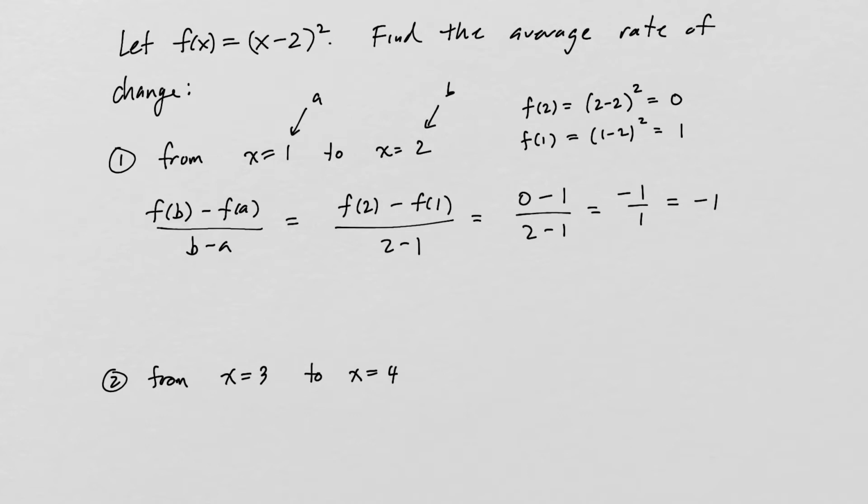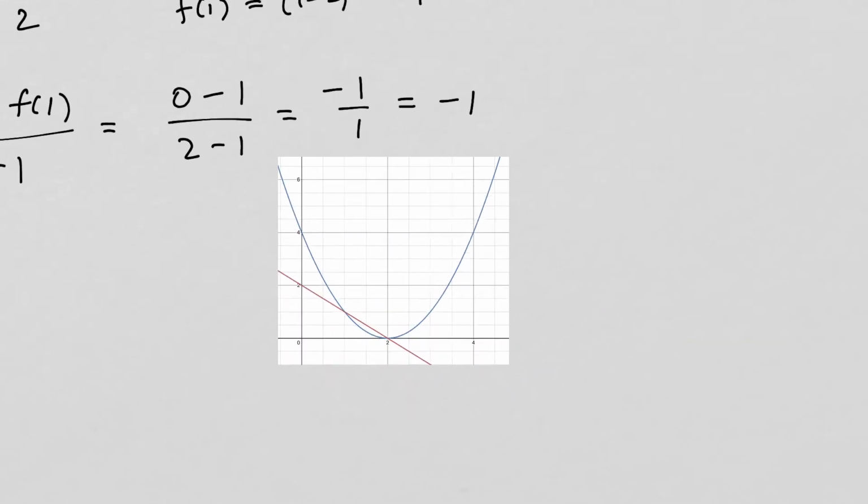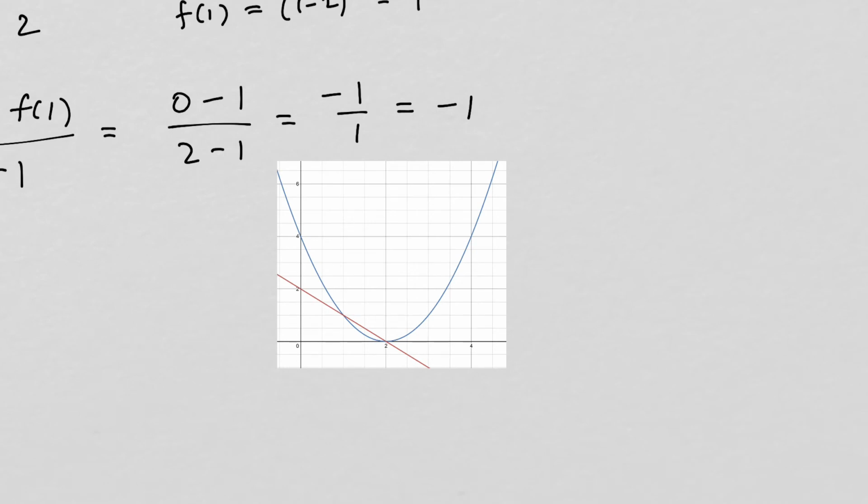Now let's go ahead and bring in a sketch of what this looks like on a graph. So here we have the function y equals x minus 2 quantity squared, and then here is that secant line. So I want you to notice that it passes through the function at this point here, so this is where x equals 1, and also at this point here, that's where x equals 2. And the slope of that line is negative 1. And that is what the average rate of change is equal to.